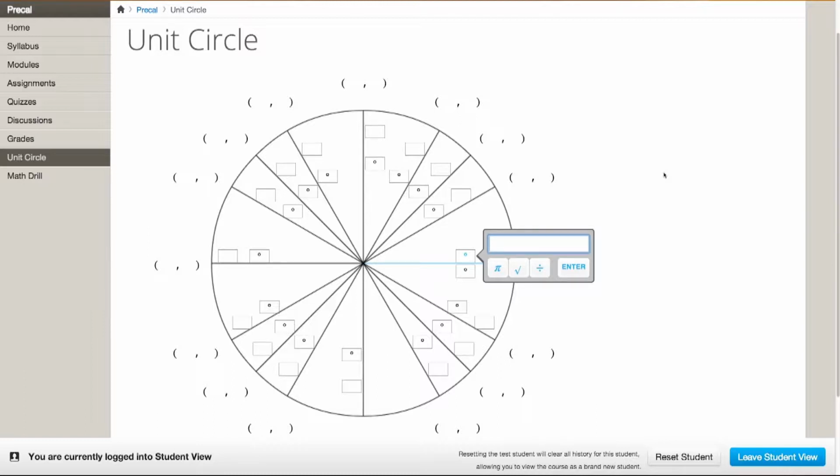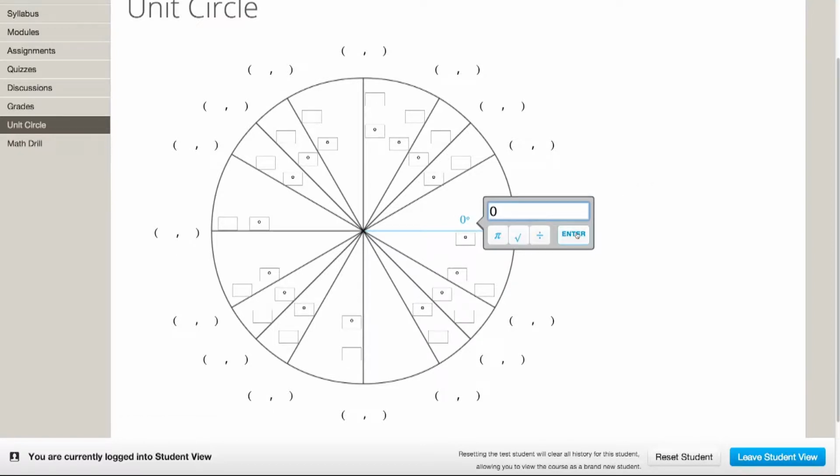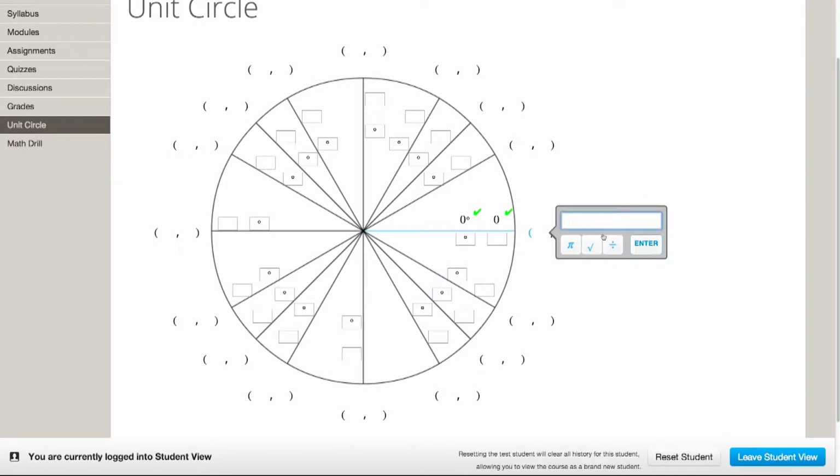If I were the student, I would fill in this angle measure 0 degrees, 0 radians, and you see the little green check marks show the student that they have answered them correctly. If, for example, I enter 0 for the x component or cos theta, and I get a little red x right here, I know that I am incorrect.